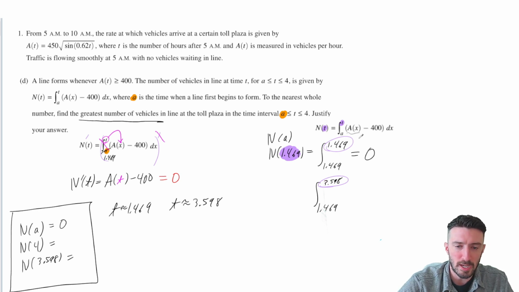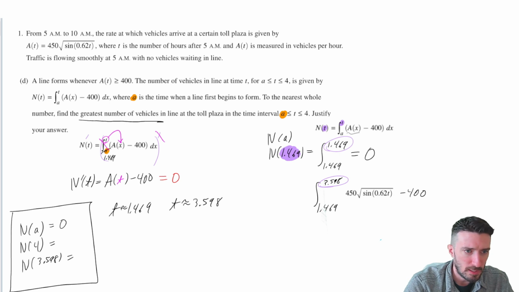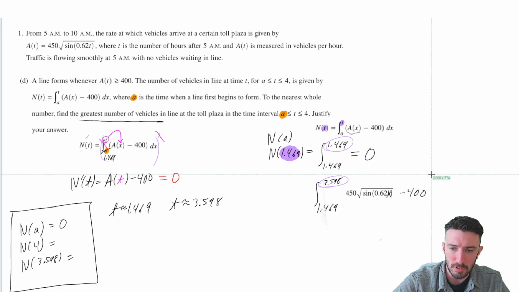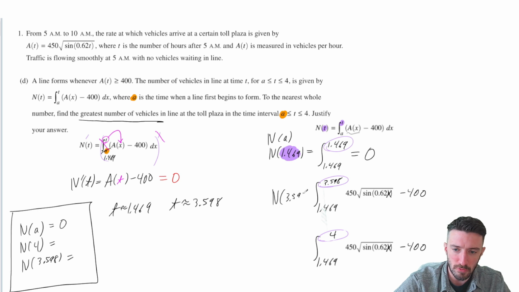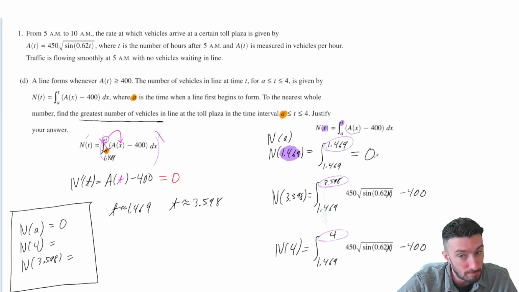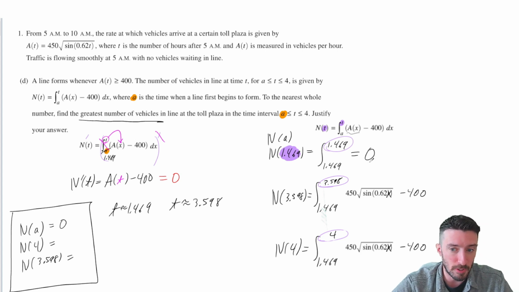But then I still need to put a of x, but that's the same thing as writing 450 blah blah blah, and then minus 400. And of course this is just supposed to be an x instead of a t. And then the last one I'm going to have to plug in is going to be when I replace this 3.598 with a 4. So this one is n of 3.598, and this one is n of 4. Now I just got to plug both of those into the calculator and see which one comes out the biggest. And maybe 0 will be the biggest, but we just got to check all 3.